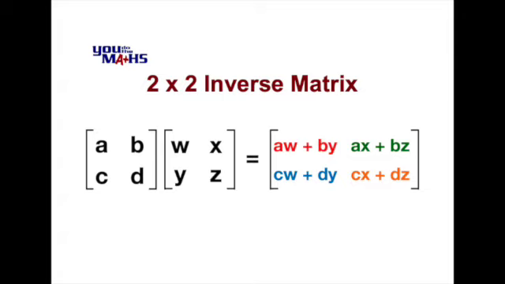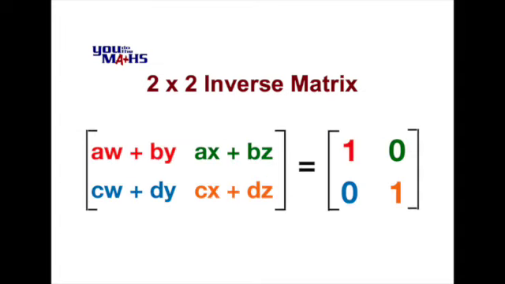Now we want that product matrix to match the identity matrix, so we can see the matching entries here according to their colours. And what we'll do now is solve these equations such that we're trying to find the values for W, X, Y, and Z. Let's have a look at how we go through that process.